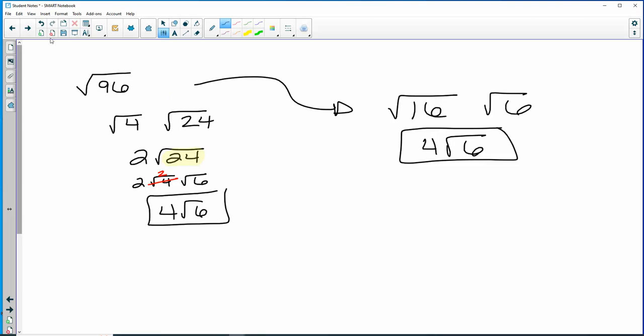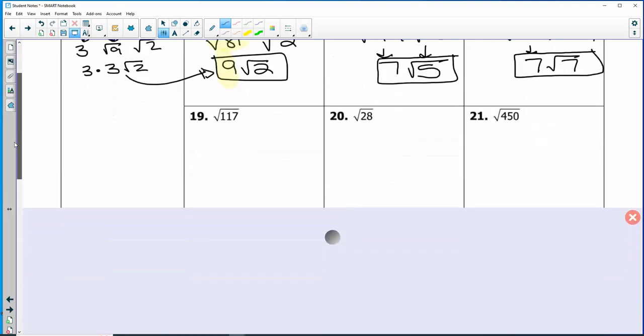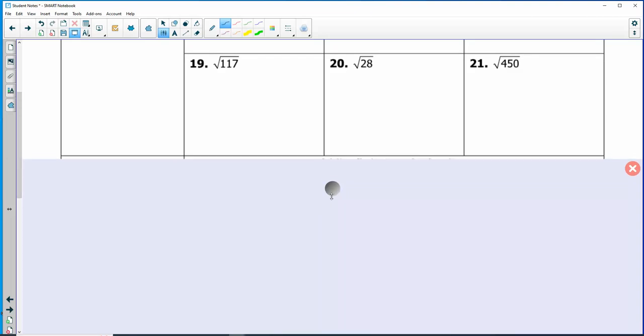Let's take a look at, we have just a few of these left. Before I work through them, I want you guys to take a couple minutes and try. So if you can get through all 3, great. Just start with the first one and get through as many as you can. 117. What could you divide 117 by? Okay, so check, 9 times 13 is 117. The square root of 9 is 3, so it comes out of the radical. 13, is it divisible by any perfect squares? No, so that just stays. So 3 radical 13 is our answer.